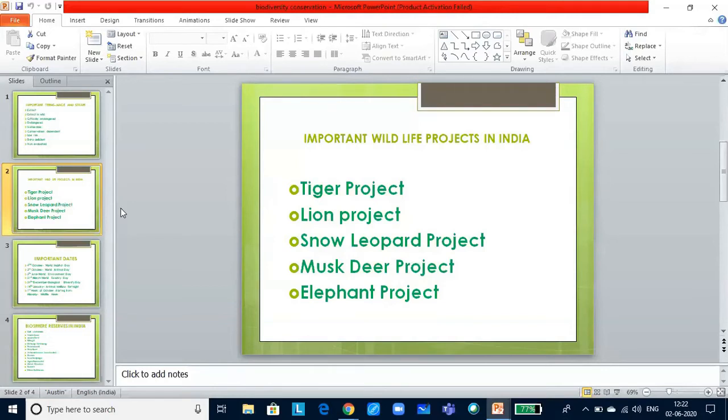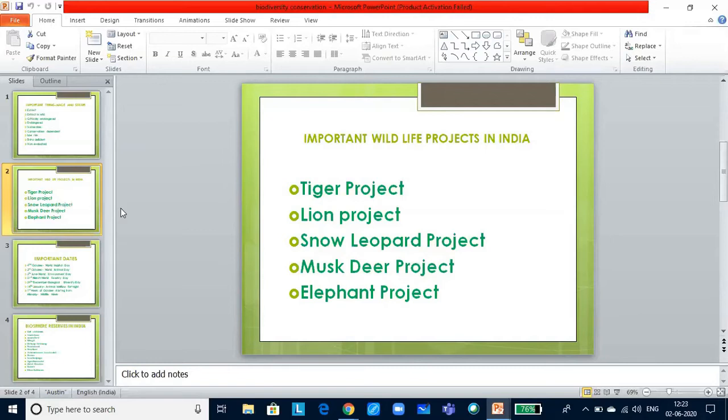Now, 6 values of wildlife you should know are: commercial purpose, recreational, biological, aesthetic, scientific, and social. Wildlife Institute of India is situated in Dehradun. Now let us look at the important wildlife projects in India. That is Project Tiger, also known as Tiger Project. It was started in 1973 in order to check depletion in population of the tiger. Initially, it was undertaken in 17 national parks, but recently the project has been extended to more national parks.